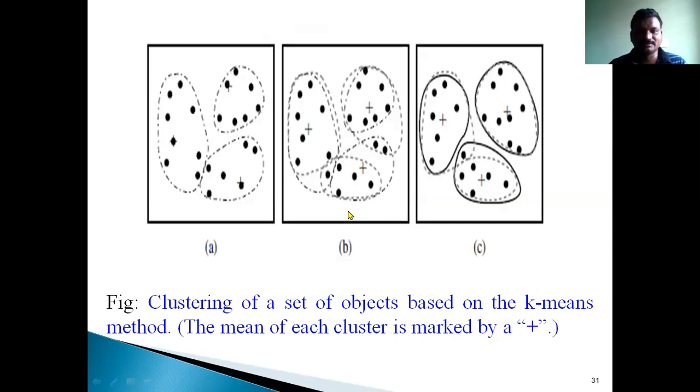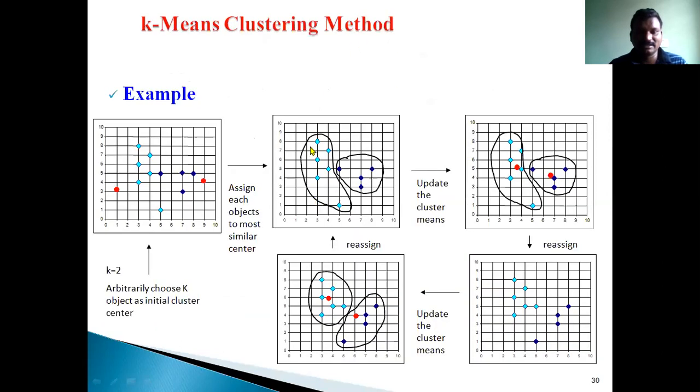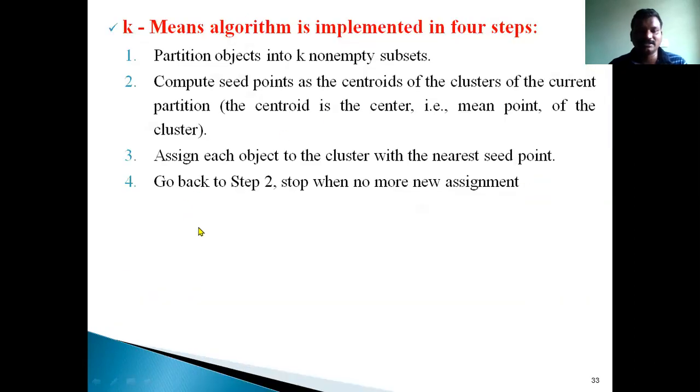Otherwise, first identify the k number of clusters. K equal to 2, two clusters. What about the second point? Among these points, identify the seed point, where the seed point equals the mean of the cluster. And then the third point: assign each object to the cluster with the nearest seed point. Seed point means the mean. Whatever object is nearest to the mean, that value is assigned to that cluster.